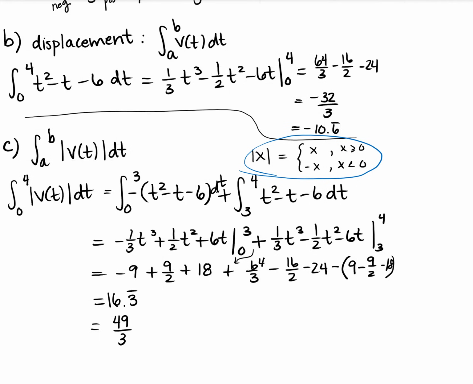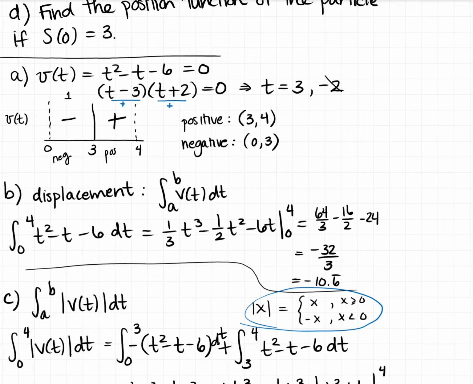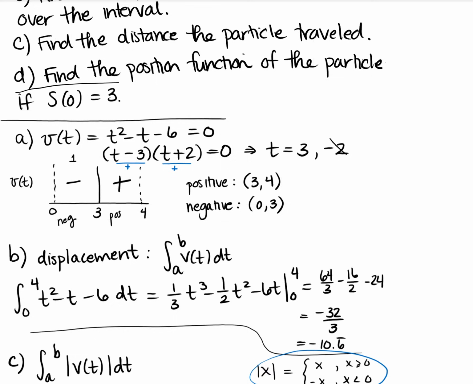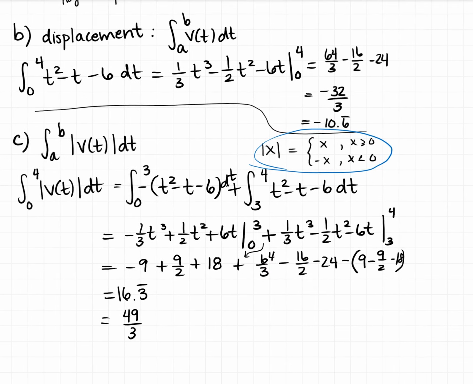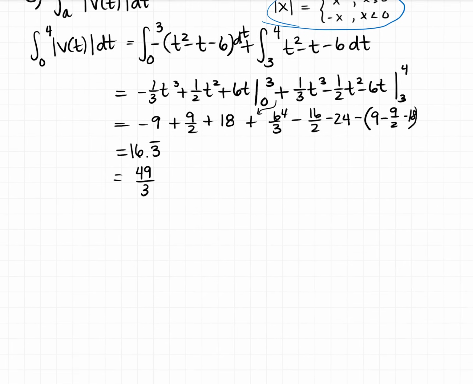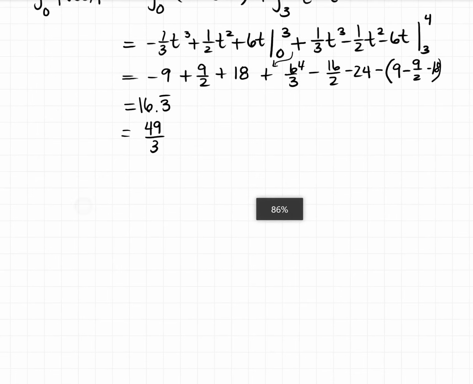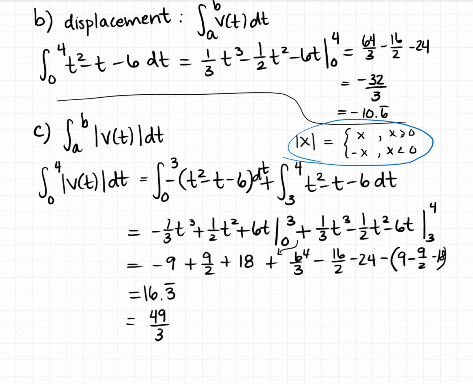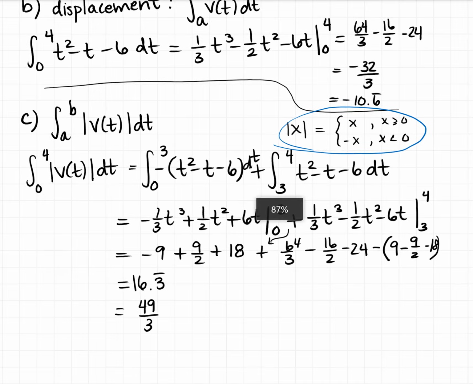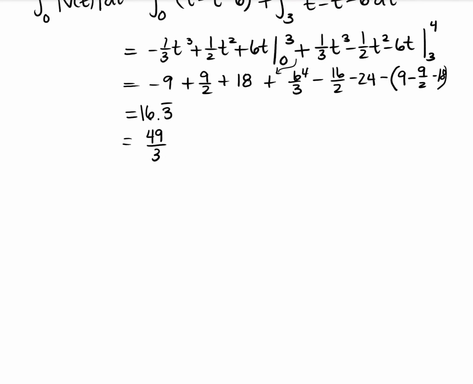Let's see what else we're supposed to do. I think the last one here. Find the position function of the particle if s of 0 equals 3. So I want to talk about this just a little bit. In your book, they give you a really interesting theorem that you should have written down where we can find s of t, and they do a good job of explaining this. I think it's kind of interesting because it's fun to come back and use the fundamental theorem.